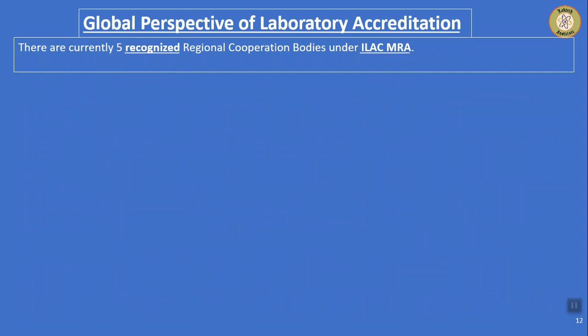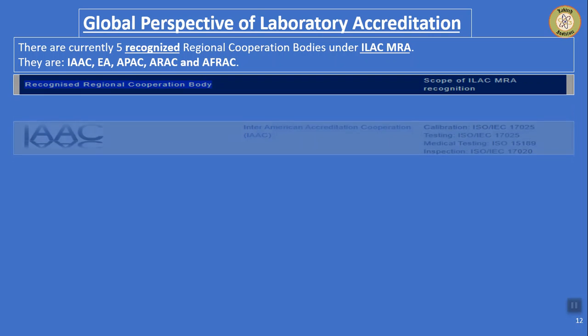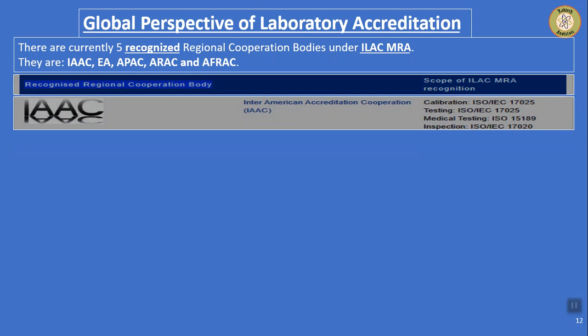So there are 5 recognized regional cooperation bodies under ILAC MRA. They are IAAC, then EA, APAC, ARAC and AFRAC. We'll just see in brief what these regional cooperation bodies are. IAAC is Inter-American Accreditation Cooperation. Their scope in ILAC MRA includes calibration laboratory, testing laboratory, medical testing and inspection. So the standards are 17025, 15189 and 17020.